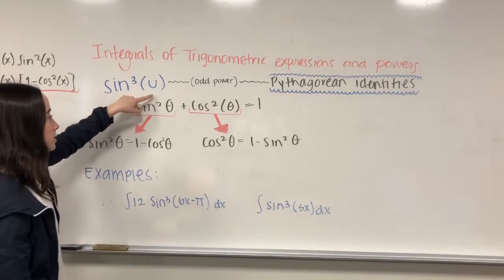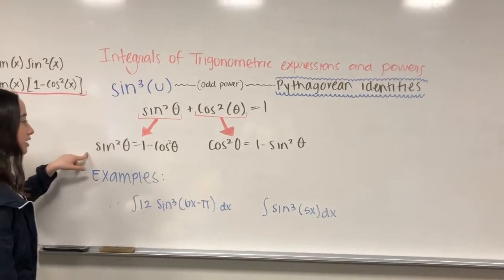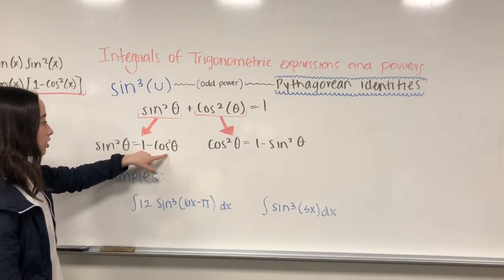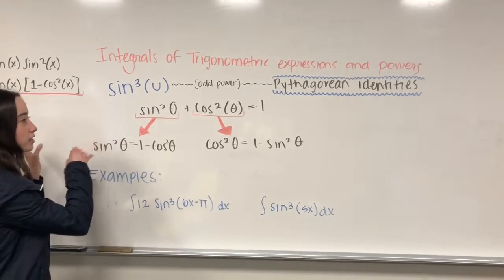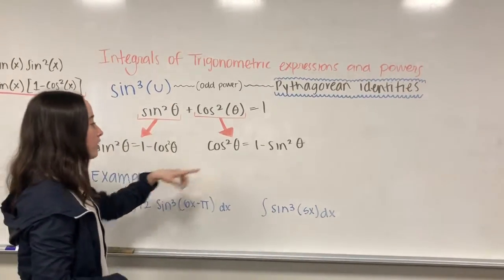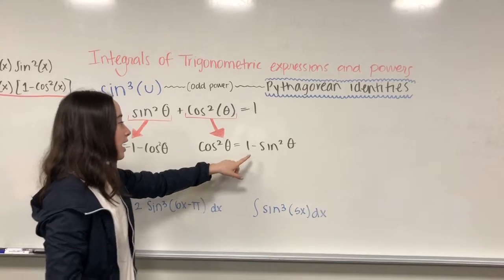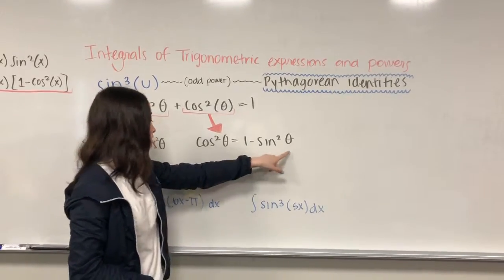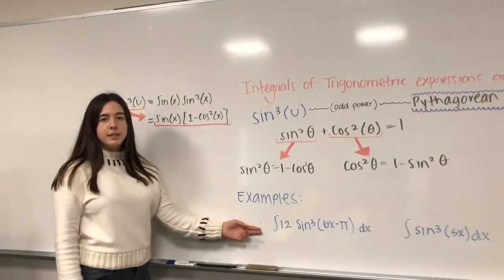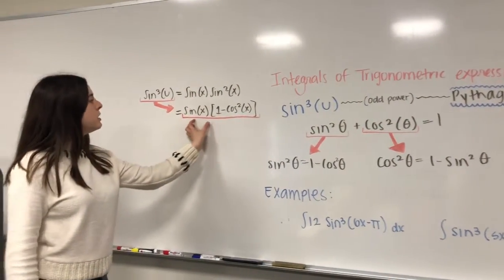When you have sin to the second power, it's the same as 1 minus cos to the second power, because you're passing everything else to the other side. And when you have cos to the second power, it's the same as 1 minus sin to the second power. In order to be able to solve these examples, we have to use this formula.